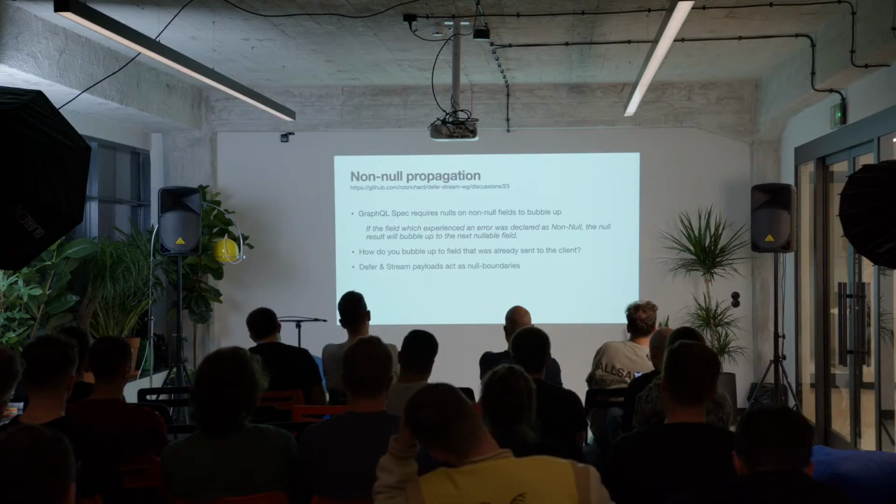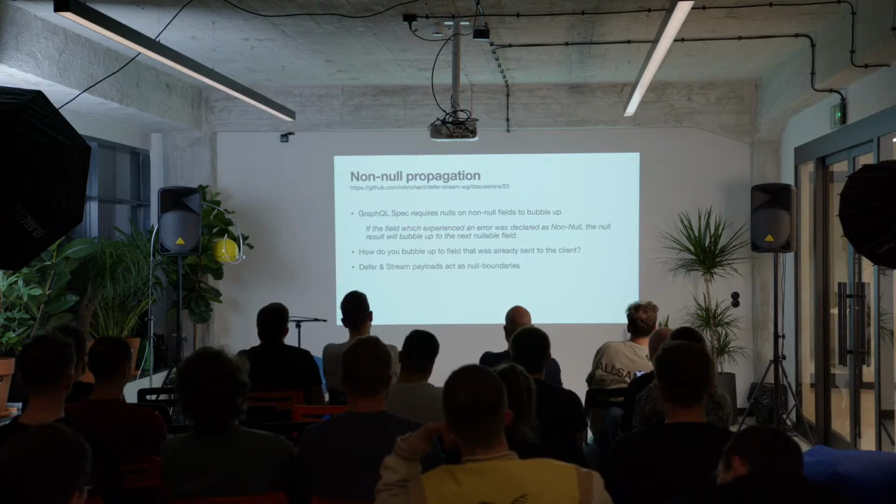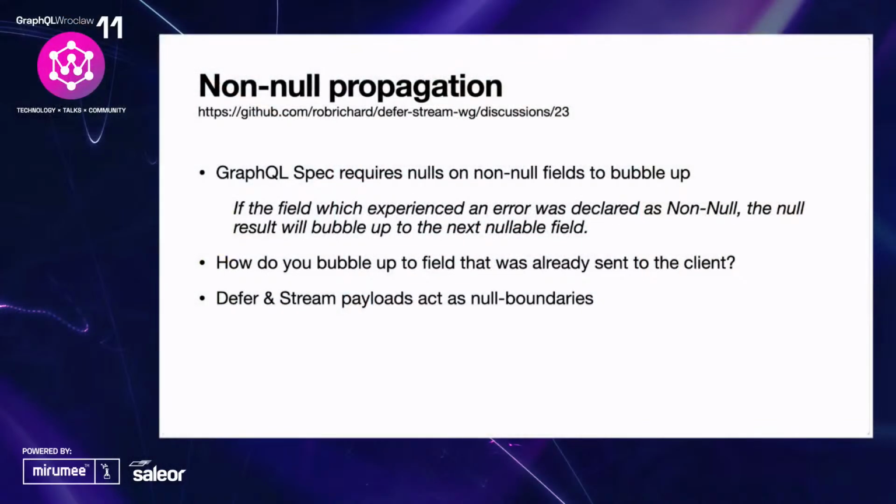Another topic that we spent a lot of time on in the working group meetings is the issue of non-null propagation. The GraphQL spec requires nulls on non-null fields to bubble up to the next nullable field. But you can't bubble up to a field that was already sent to the client. You can't go back in time and change what was sent. So the decision here was that defer and stream act as a null boundary. And I'll show a few examples of what that means.